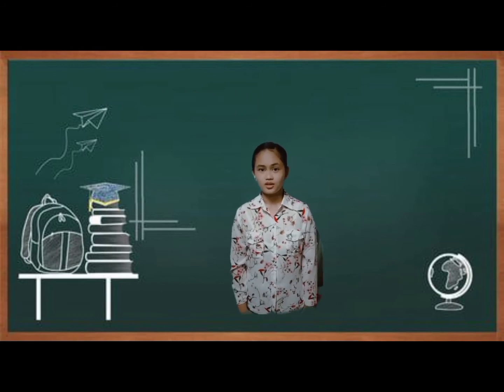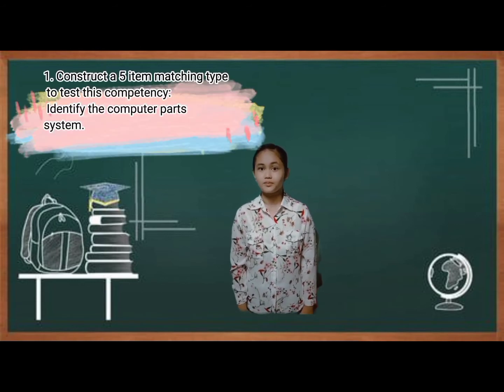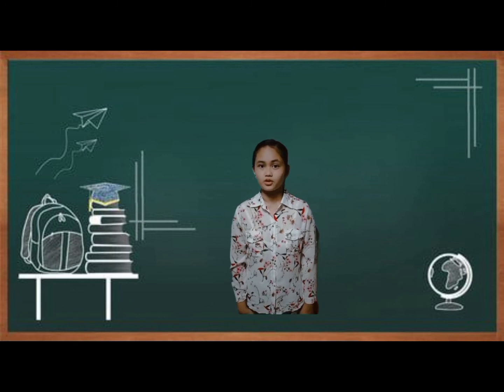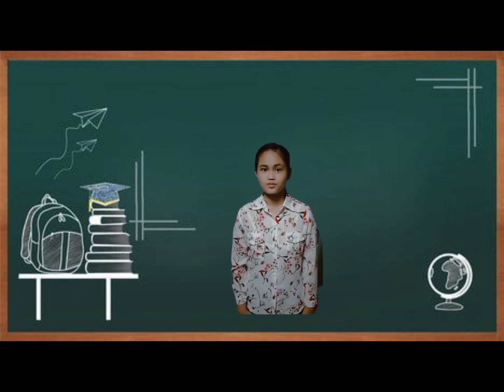For task 2, let's try. First, we are tasked to construct a 5-item matching type test regarding the computer system. This is a type of test considered a modified multiple choice type, where the choices progressively reduce as one successfully matches the items on the left with the items on the right.